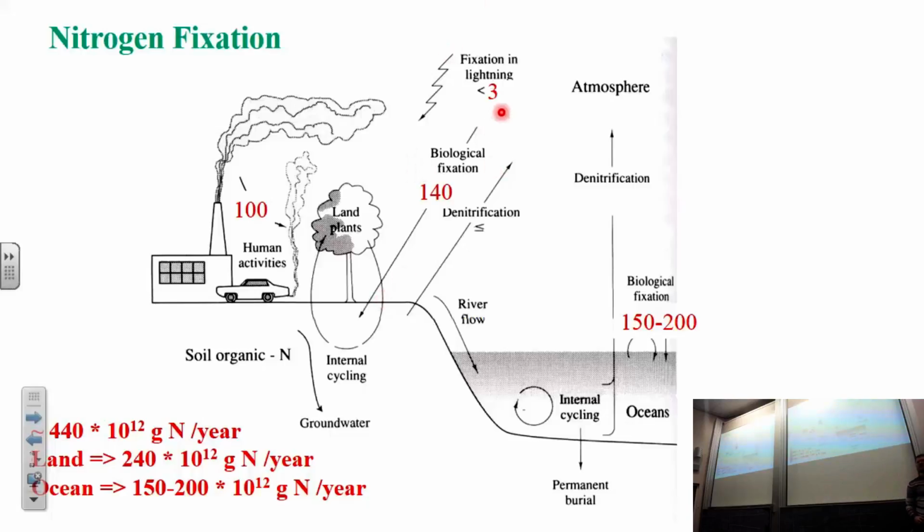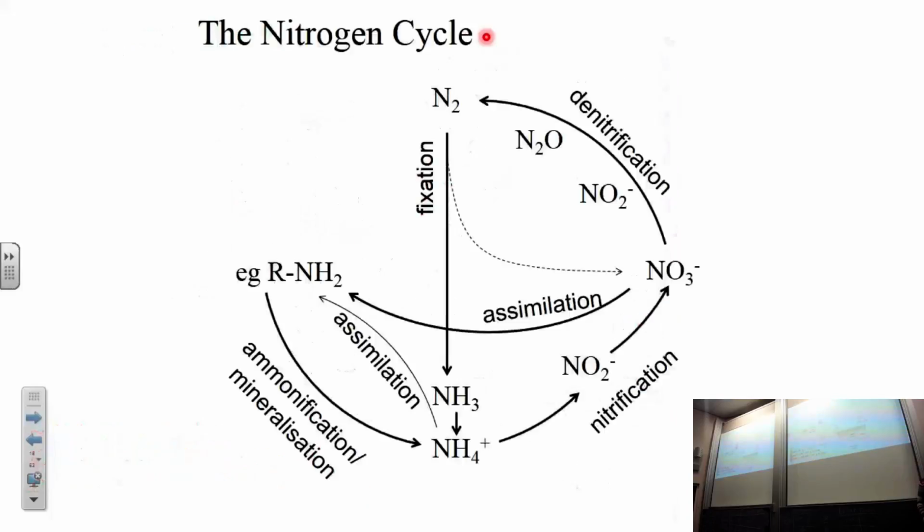Lightning is a small component, only about 3 teragrams per year, and then there's industrial fixation, and we also have fixation in the ocean. So these are the fluxes. Now, obviously, in different parts of Earth history, before life evolved, lightning was the most important source of biologically available nitrogen, because there was no other fixation around.